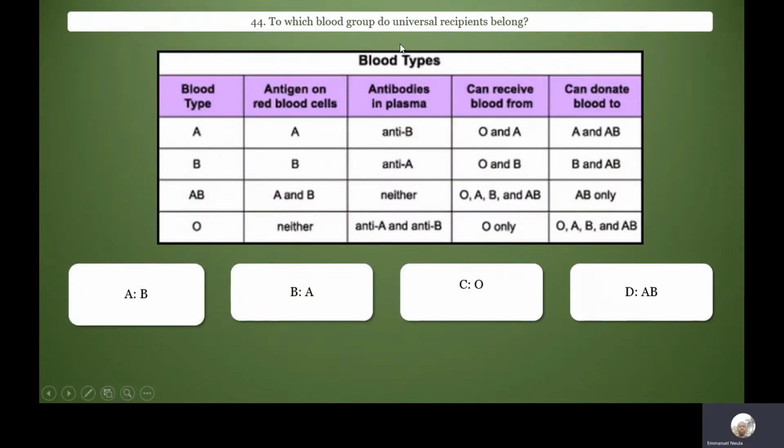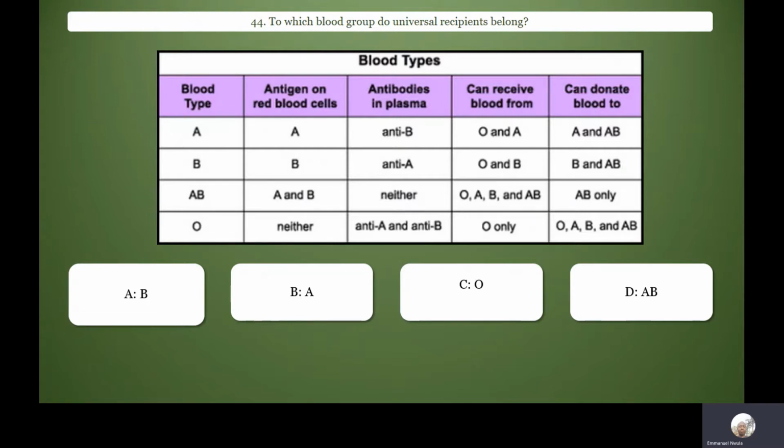To which blood group do universal recipients belong? Of course, you know we have 4 different blood groups: A, B, AB, and O. And the universal recipients are the AB. They can receive from any of the other blood groups because AB don't have antibodies in their plasma.